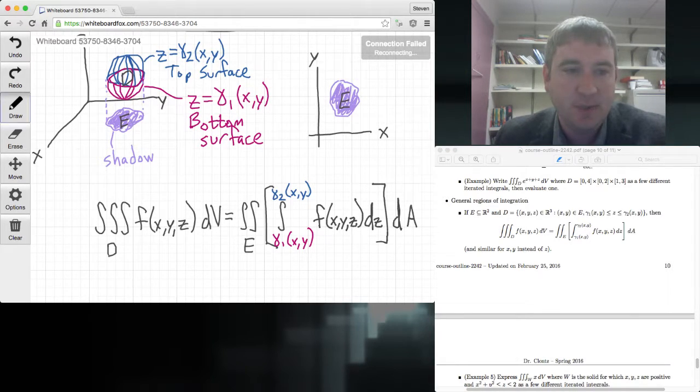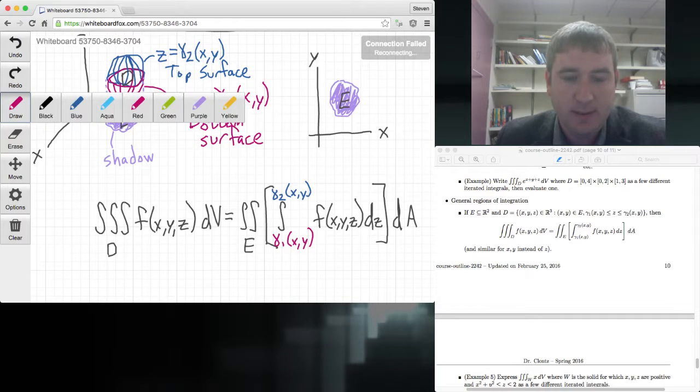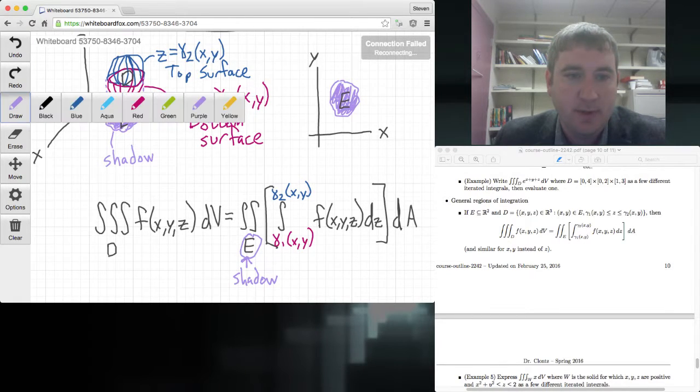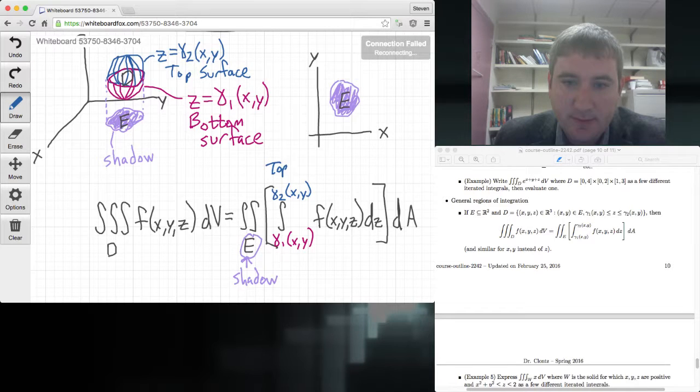Of course, you could split this up further. You could find your top curve and your bottom curve, or you could do left curve, right curve as well. But the way you're going to set up the E here on the outside is just the way you would do any double integral, based on the two-dimensional picture of the shadow. So again, this is what's important. We got the shadow that we set up for the double integral on the outside. We got a top surface. And we've got a bottom surface.